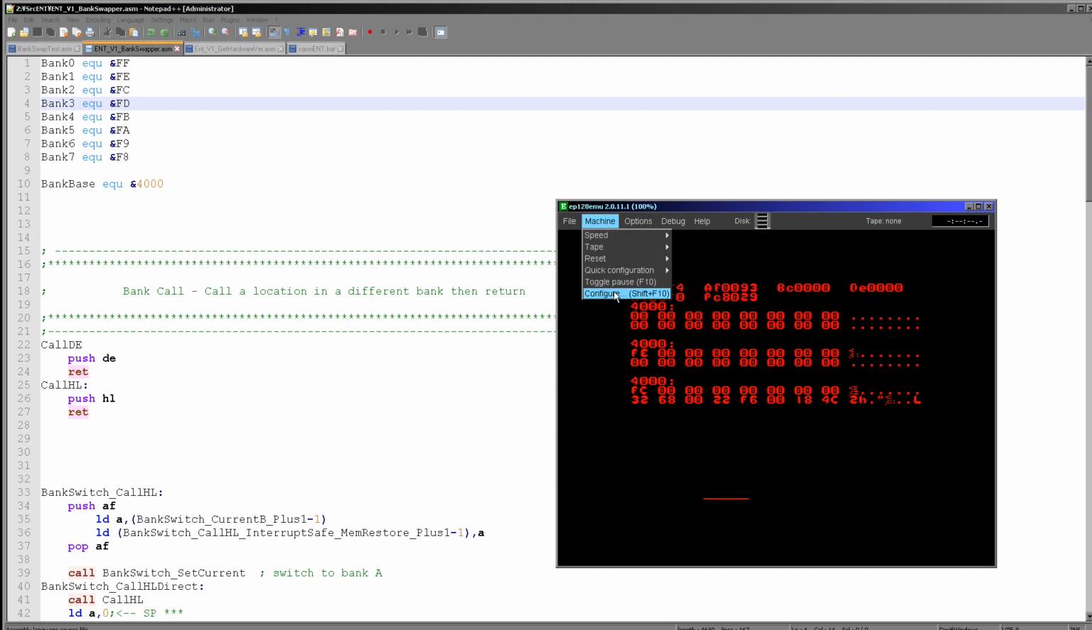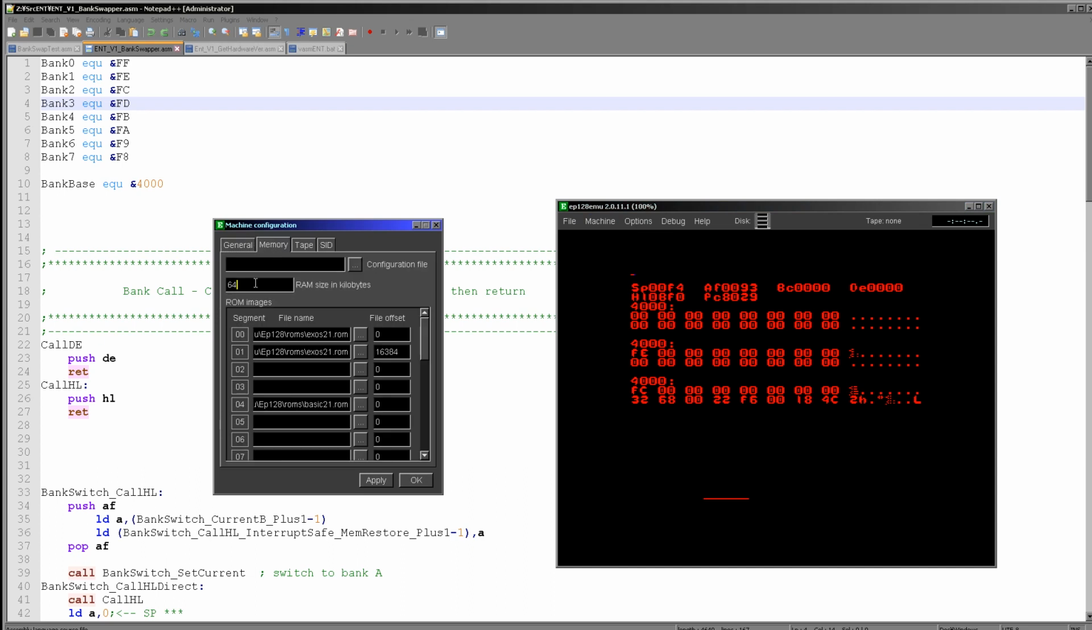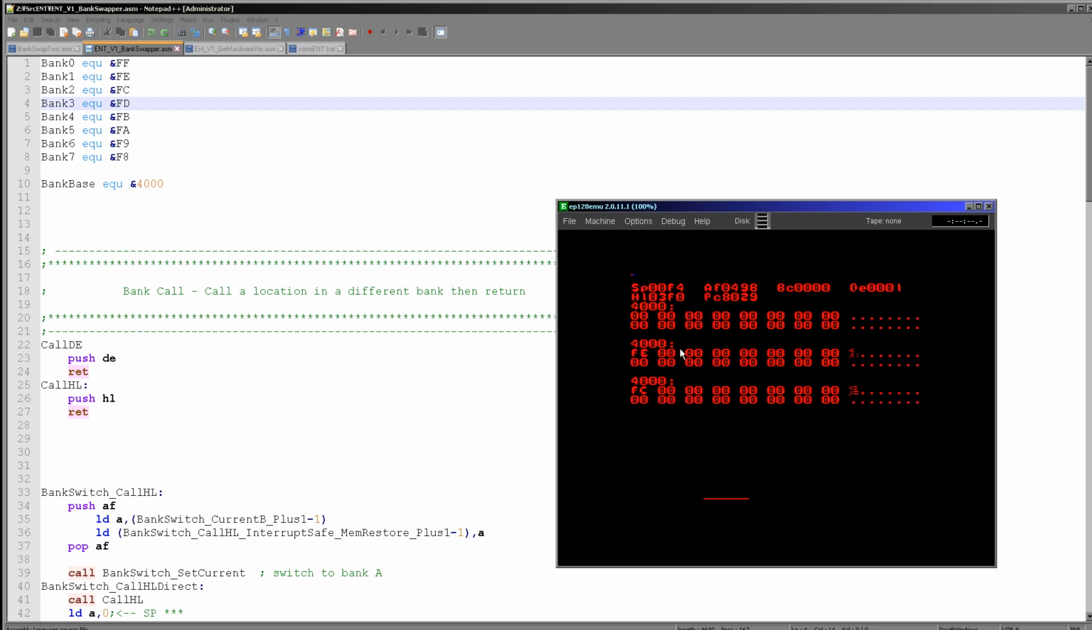So let's change our machine settings. And let's change to 128. And let's run our program again. So now you can see there's a 1 here. That's because we've detected 128k of memory. But again, we're able to switch in those banks wherever we want.